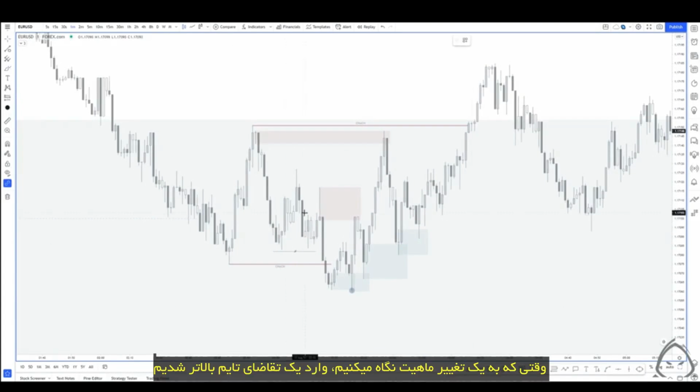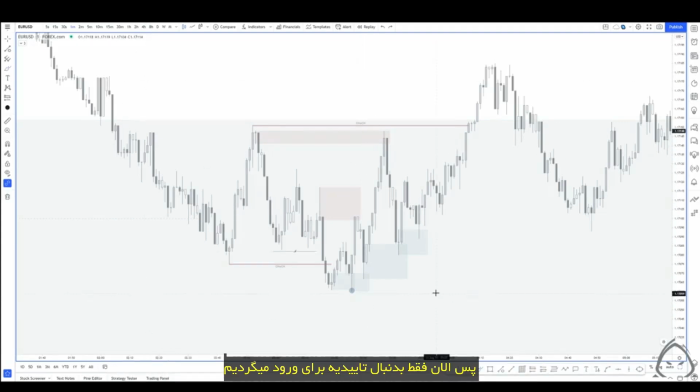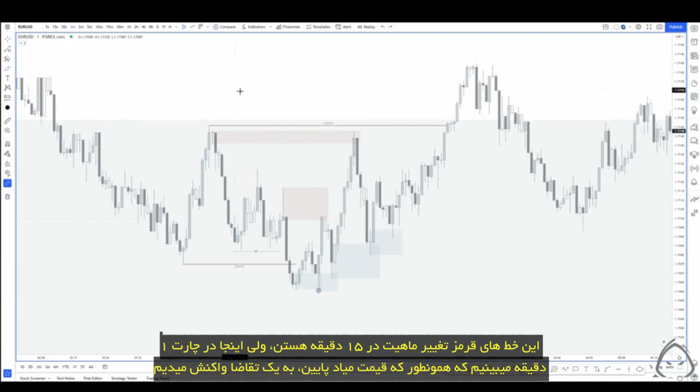And what we can see is when we're looking at a change of character, we're tapping into a higher time frame demand zone. So we know that the likelihood of price potentially looking for a reaction to look for buys, and maybe even reversing trends to start putting in higher highs and higher lows on, say, a 15-minute and 4-hour chart, start to increase. So now we're just looking for reasons to look for entry. So these red lines are our change of character on a 15-minute.